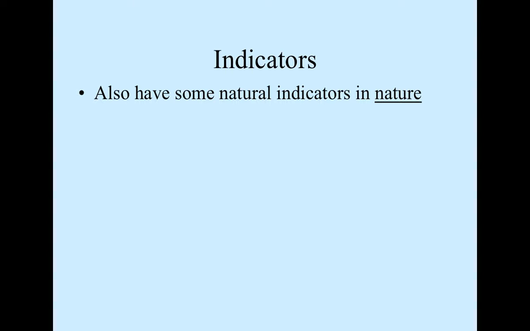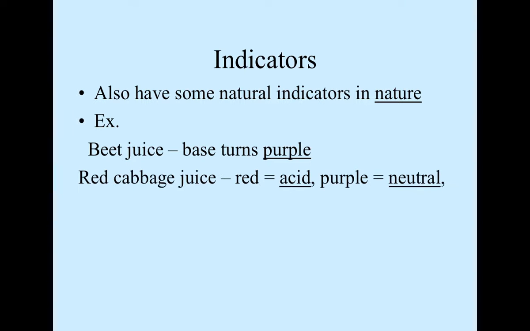Nature also has some indicators though. For example, beet juice. If I take beet juice and I expose it to a base, it will actually turn purple. Red cabbage juice is another one. It'll turn red in an acid, purple in neutral, and then a greenish yellow in a base.